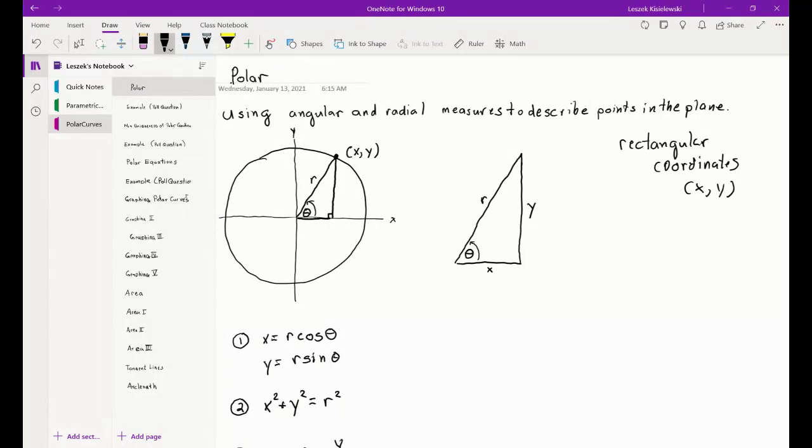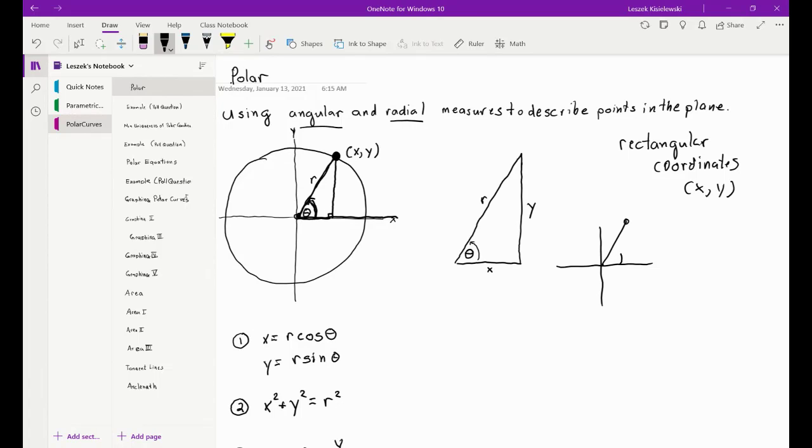But today we want to describe points in the plane using an angle measure and a radial measure. Okay. So now the angular measure we're going to be using is the angle. If you take a point in the plane and you draw a segment from the origin to that point, we make an angle with the positive x-axis. So we're going to call that angle theta. Okay. So just two notes.